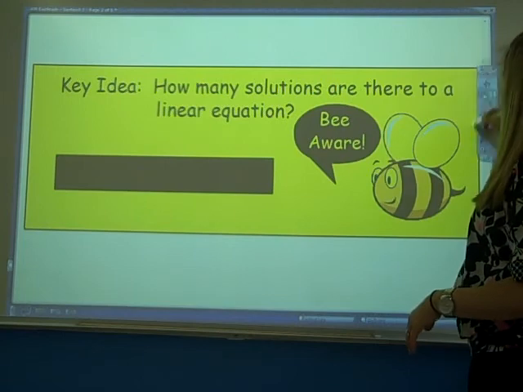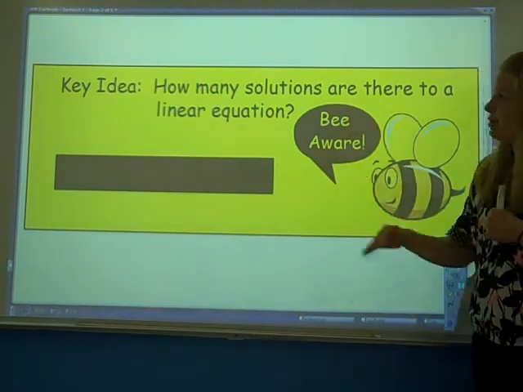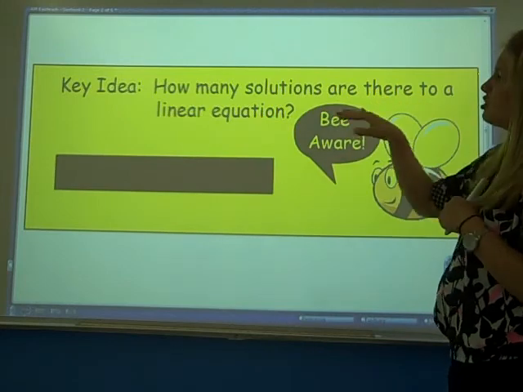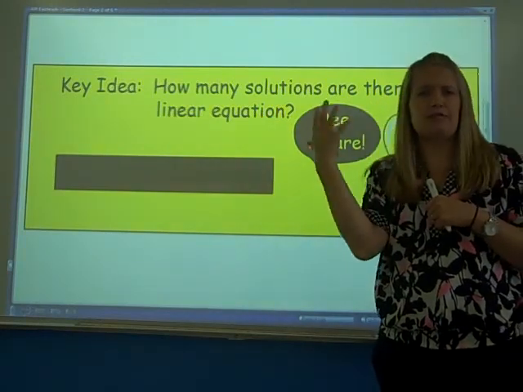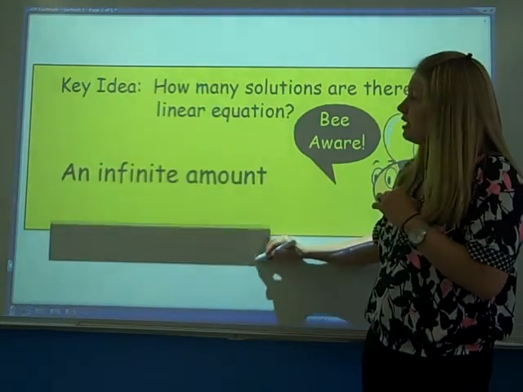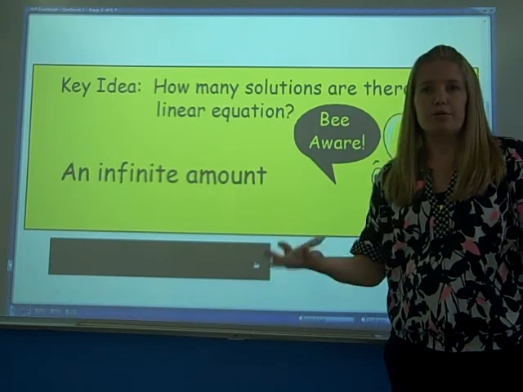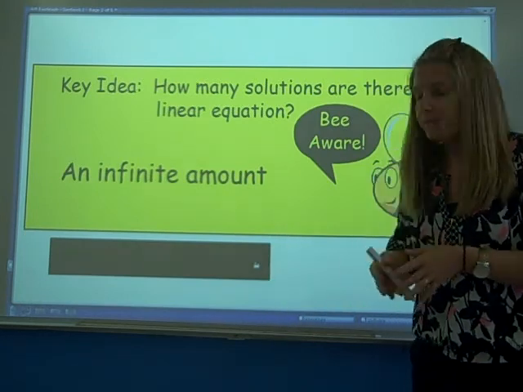Key idea. B for be aware. How many solutions are there to a linear equation? So I want you to think, how many different things could we have plugged in and gotten different answers for? Well, there are actually an infinite amount. So if I asked you to write all the solutions, you would be there for a very long time.